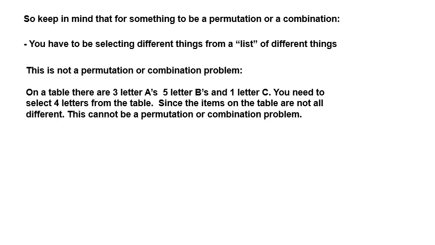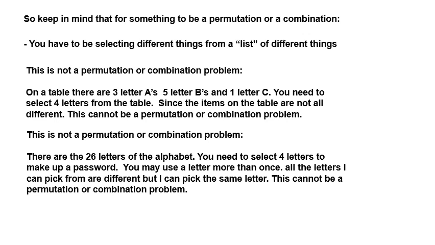For example, the following is not a permutation or a combination. On a table, there are 3 letter A's, there are 5 letter B's, and there's 1 letter C. We need to select 4 letters from the table. Since the items on the table are not all different, this is not a permutation or a combination. That is, we're assuming all the A's are identical, all the B's are identical, and we only have 1 C. So permutation or combination would require everything to be different. So it can't be a permutation or a combination.